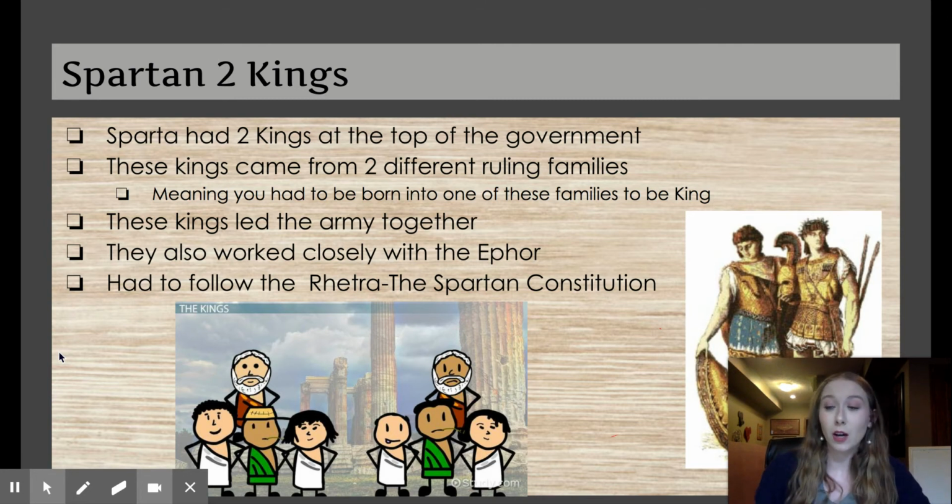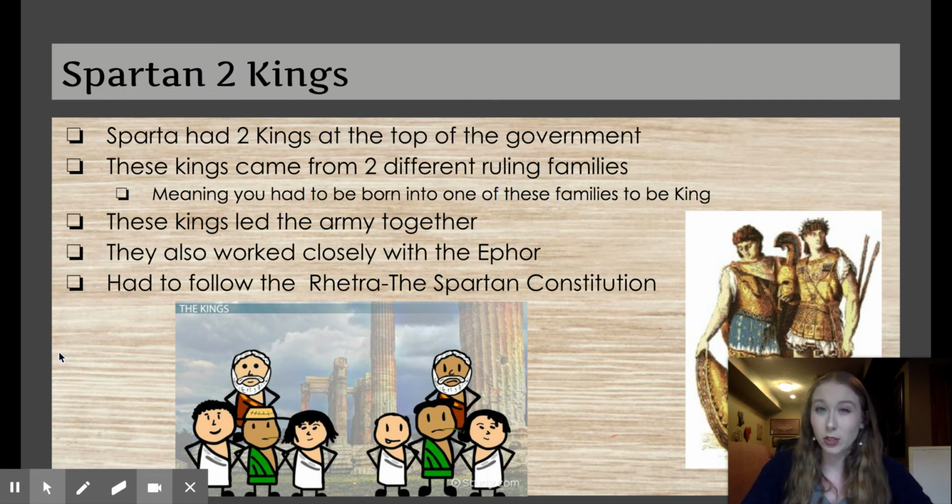If the army has to actually go to war, one king is going to go with the army, while the other king is going to stay at home, and they're going to make sure the government in Sparta is run perfectly. So that is a great thing about having 2 kings, is you can divide up power. They're also going to work really closely with the emperors, and we'll talk about who the emperors are in a moment. They also have to follow the Reta, and the Reta is the Spartan constitution.